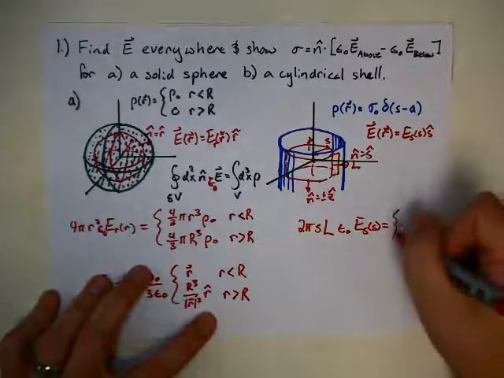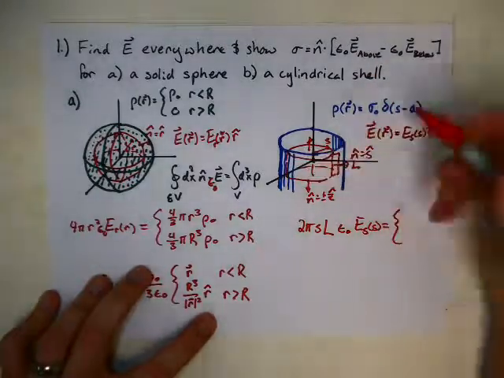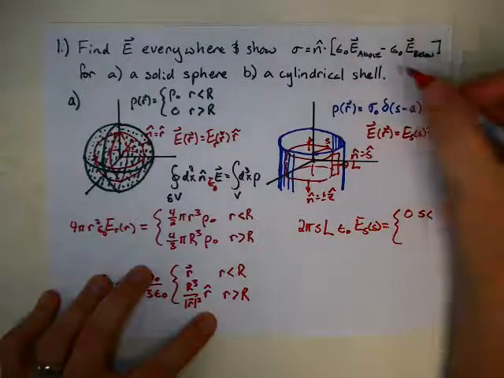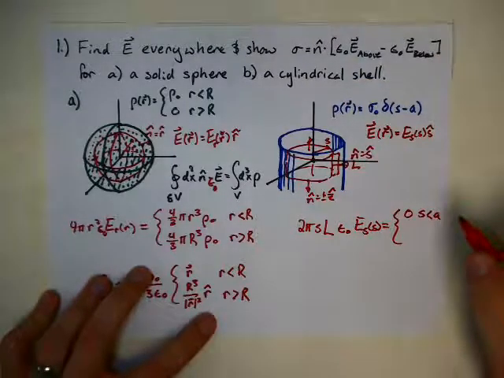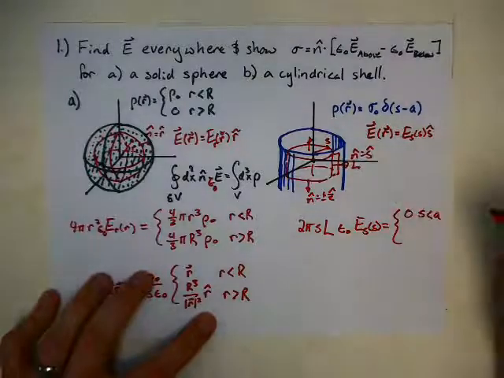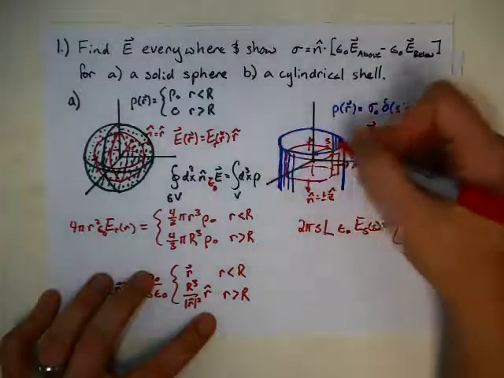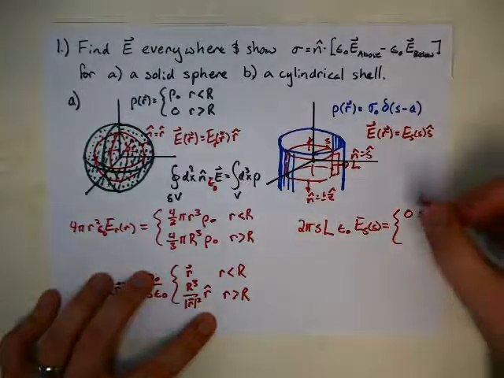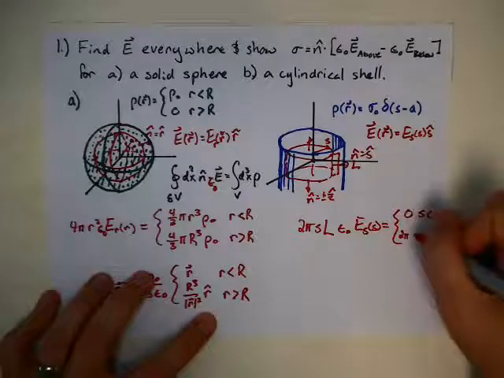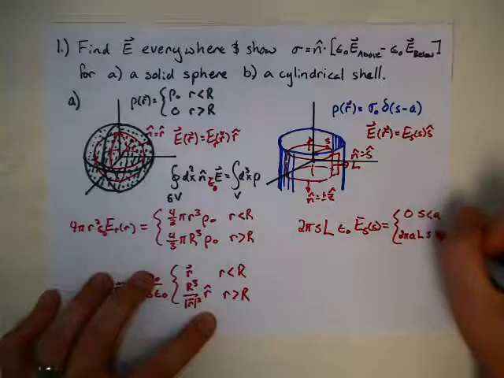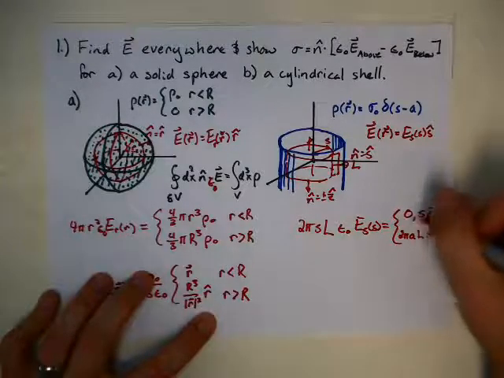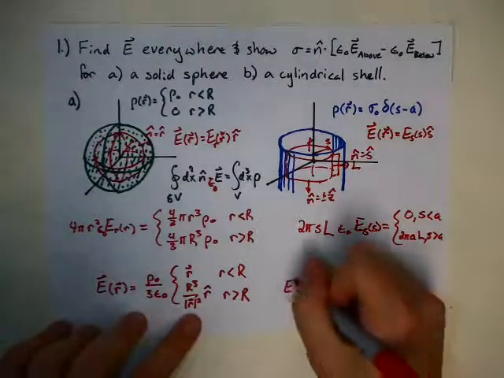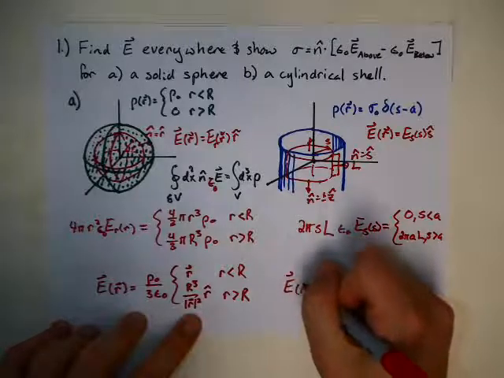On the right hand side, we're going to get 0 charge inside for s less than a, and if s is greater than a, we're going to get whatever charge is kept inside. So that will be the surface area of the cylinder inside that. So that's going to be 2 pi a times L for s greater than a.